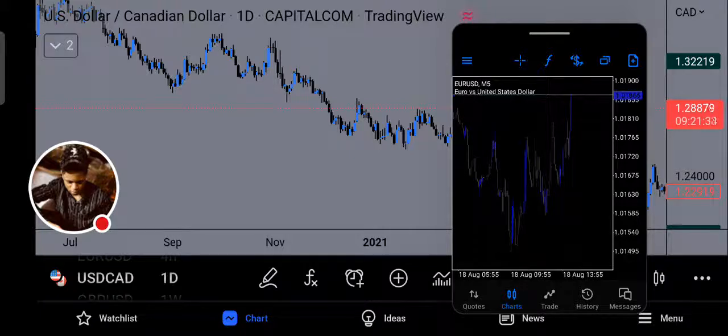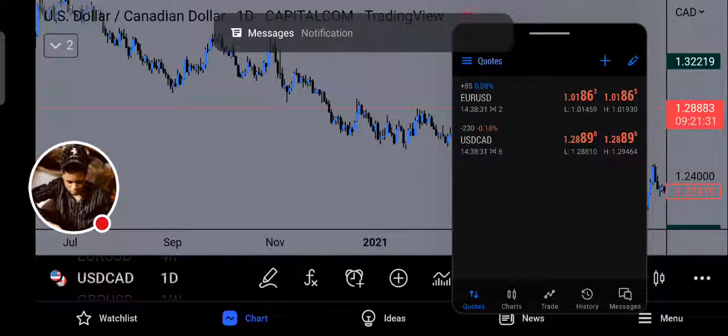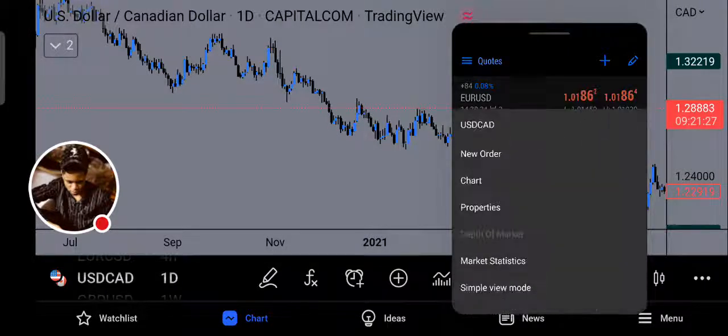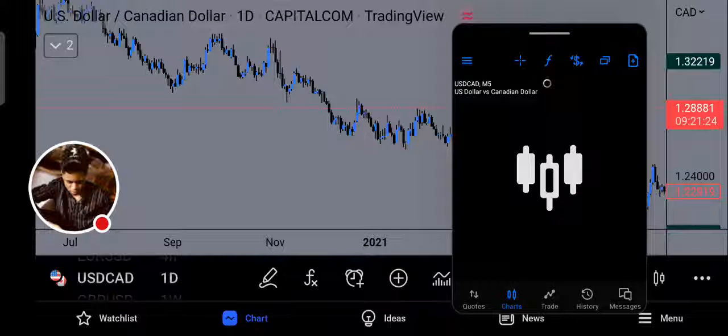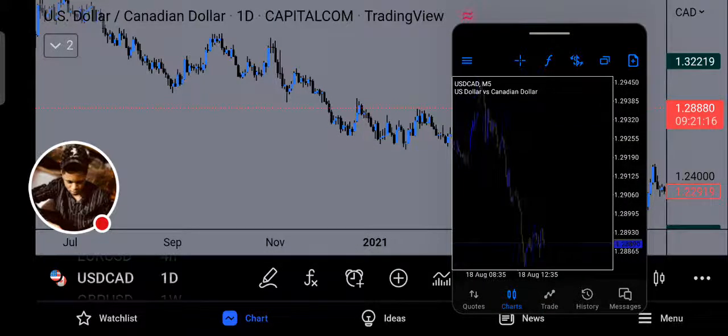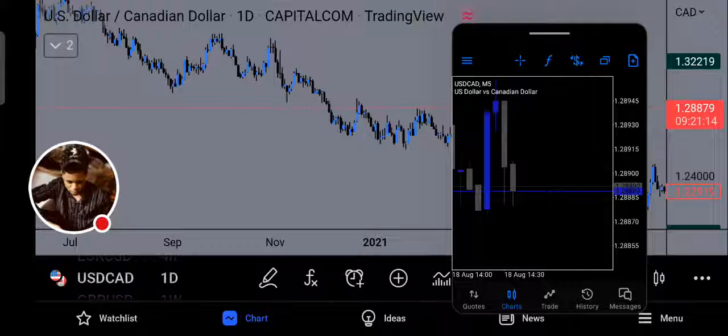I would have been looking for buys on Euro USD, but it's not clearer. So I prefer trading USD CAD today. Let me click on chart. I want the chart to load up on USD CAD. As you can see, this is the chart on USD CAD. This is the 5 minutes time frame.